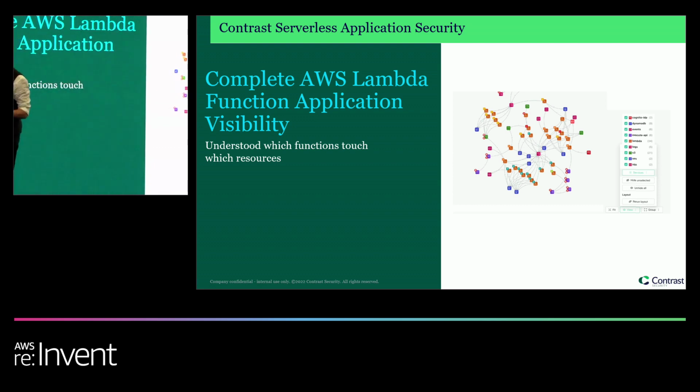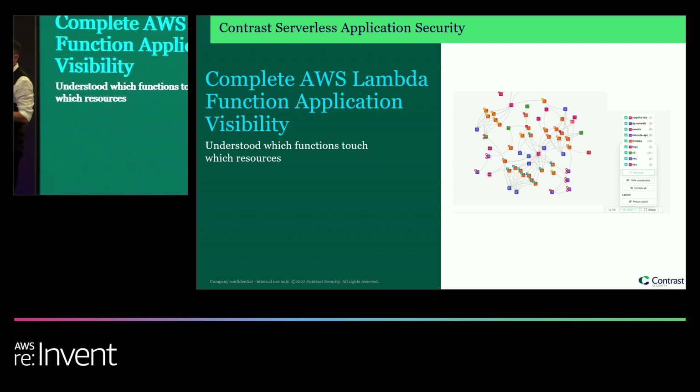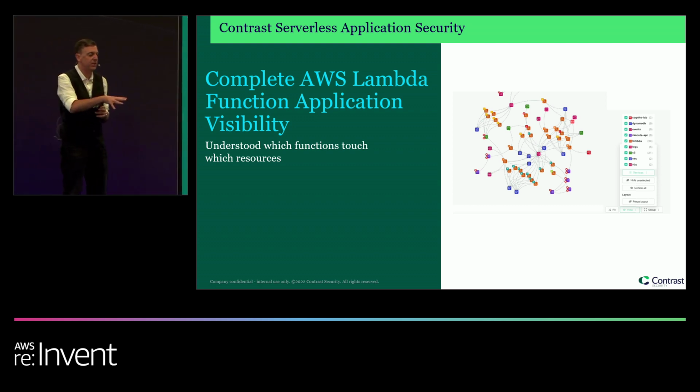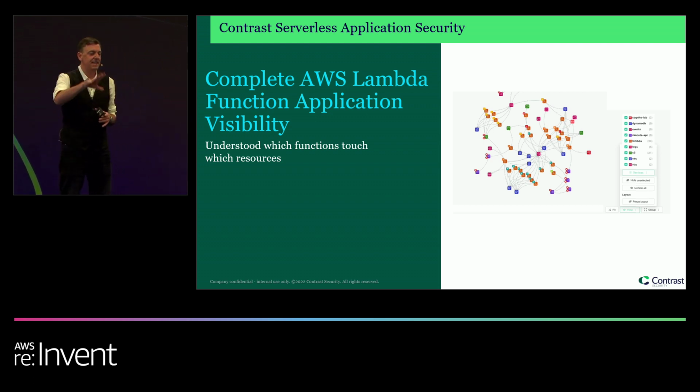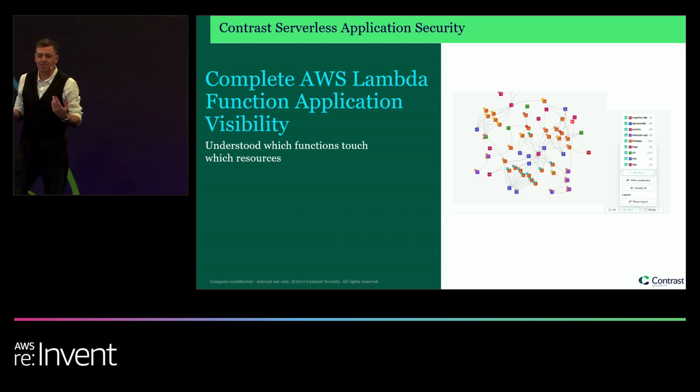And because we can see all of the interconnections between all of the different types of functions and data sources, we can understand the identity and access management rights that each Lambda function needs. Now, why is this important?